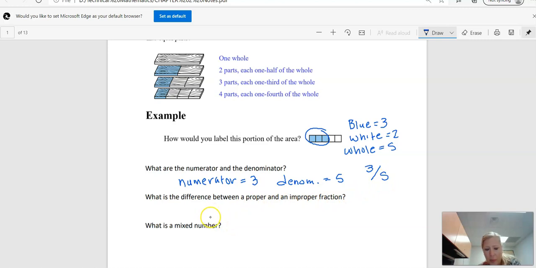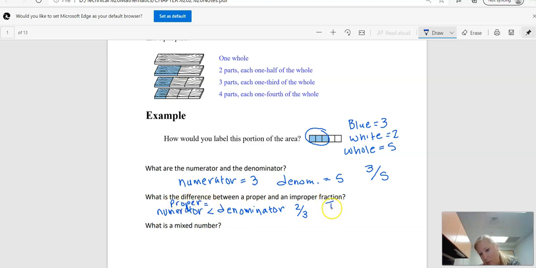What is the difference between a proper and an improper fraction? Okay, in a proper fraction, the numerator is smaller or less than the denominator. Here's an example of that: 2/3. Numerator smaller than the denominator. That's going to be your proper fraction.